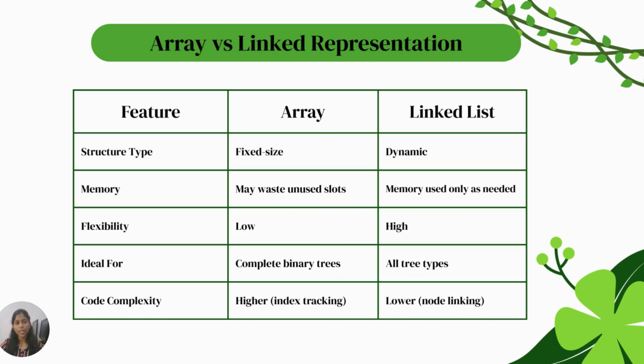Then the code complexity. In arrays, you need to manually calculate child and parent indices using formulas. In linked list, each node directly points to its children, which makes the code simpler and easier to manage. If your tree is complete and will not change, go with array representation. And if your tree is dynamic or uneven, linked list representation is the better choice.